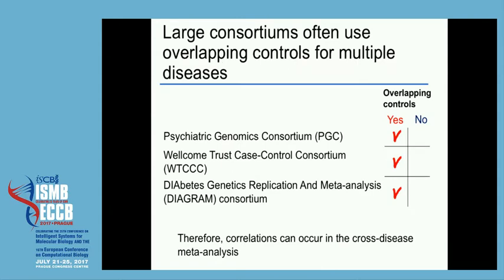It is surprising that large consortium data often use overlapping samples in their studies, using the same subjects in multiple studies, which causes correlated statistics. The list includes large consortium data, such as the Psychiatric Genomics Consortium, PGC, the WTCCC Consortium, and the DIAGRAM Consortium. In these cases, correlations can occur in cross-disease meta-analysis using such large consortium data.